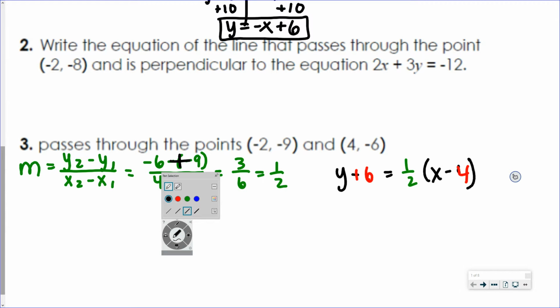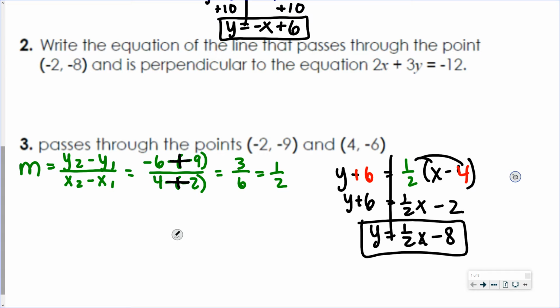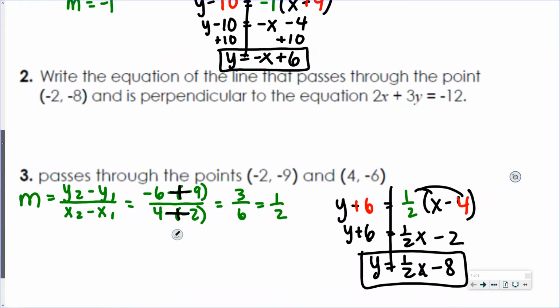If they asked me to write this in point-slope form, I'd be done. And some of the ones on the worksheet, I wanted you to leave in point-slope form. For slope-intercept form, distribute the 1/2. Half of 4 is 2. Subtract over the 6. We got y equals 1/2 x minus 8 for that one. Anybody 2 for 2 so far? All right. I'll be impressed if you can get this one.